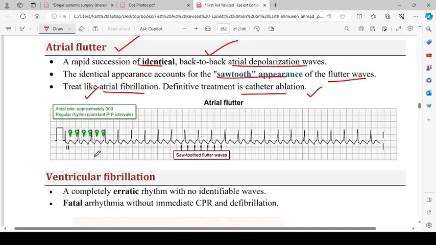And you may also see in this pattern that every P wave is followed by a QRS complex and then comes another P wave. The atrial rate is approximately 300 and the rhythm is regular, with equal P to P intervals. Every P wave is followed by a QRS complex, but the P to P interval is the same and the Q to Q interval is also the same.